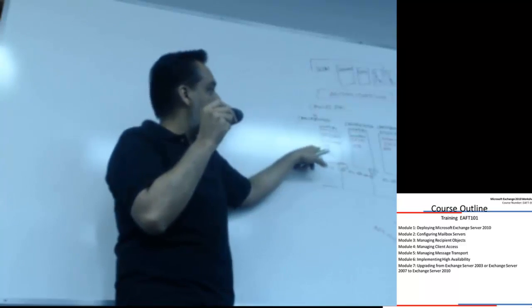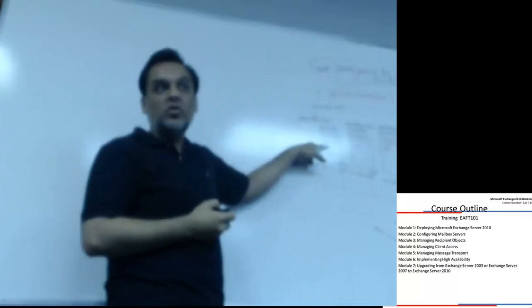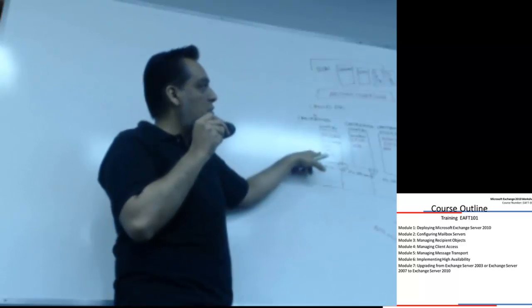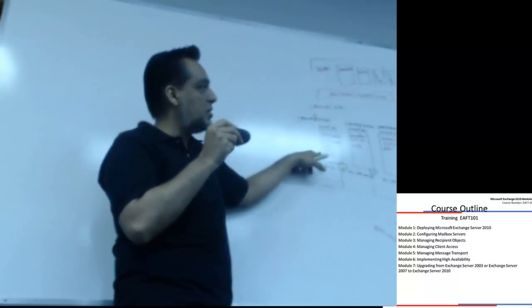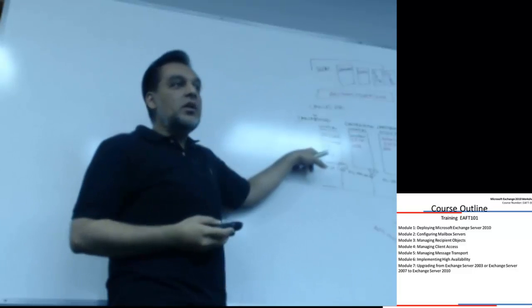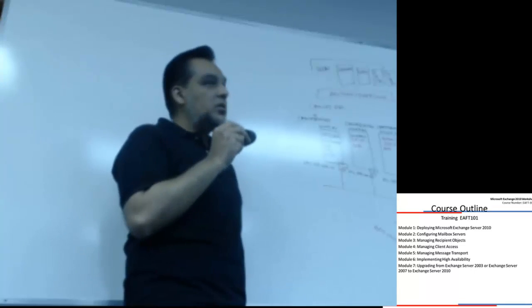So one role is mailbox server role, second role is CAS server role, and third role is hub transport server, message transport. This is the third role, hub transport server role. So we're going to go through all these roles. There are chapters on this.